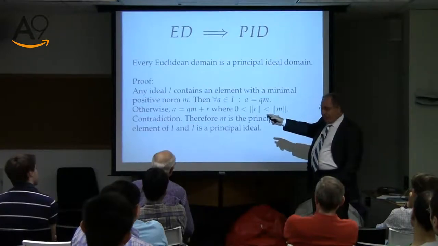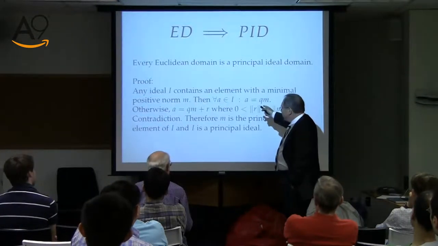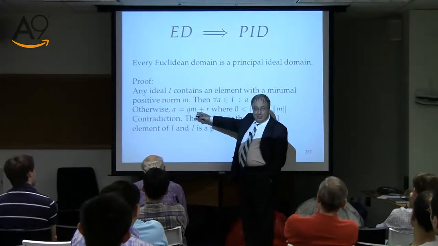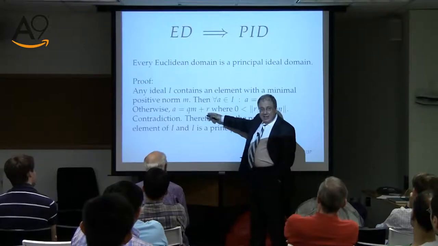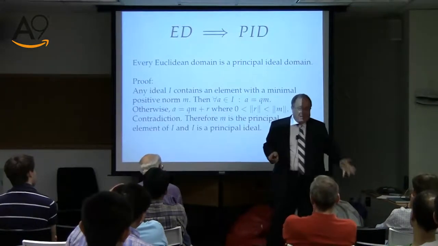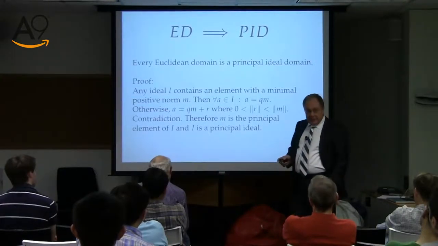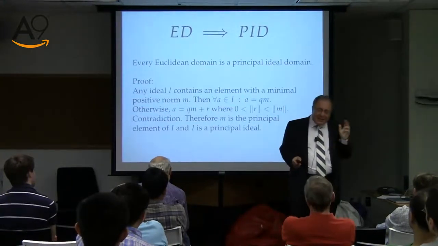Otherwise, if it is not so, there will be some element A which is not exactly divisible. There is a remainder. And this remainder will have a smaller norm by the Euclidean axiom, right? So M is the principal element, and our ideal is principal. I mean, it's actually very simple. We just say, find the minimal norm element, and that is going to be the generator.